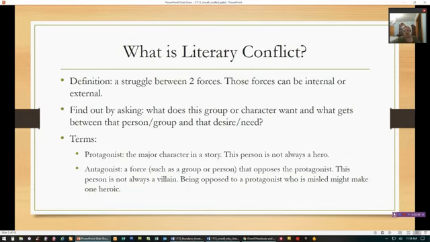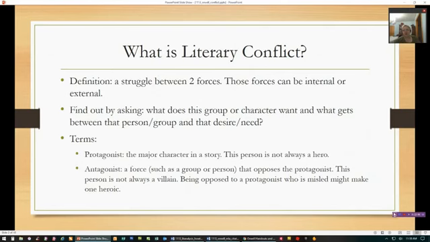So again, when we look at conflict, we can have internal or external. I'll talk about that in a little bit. And we need to find out what is going on by asking, what does this group or character want, and what gets between that person or group and what they desire or need? And realize that in long works, you can have multiple conflicts. You can have secondary characters that have their own side story, in long novels or epics.